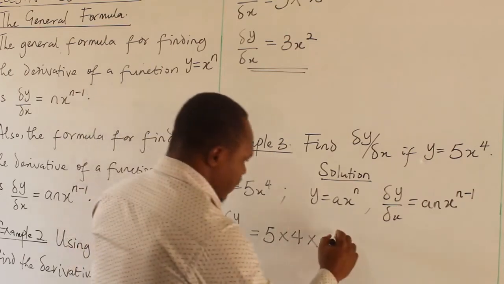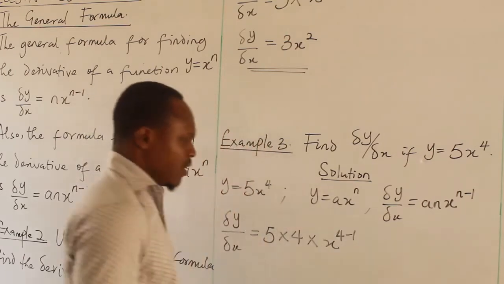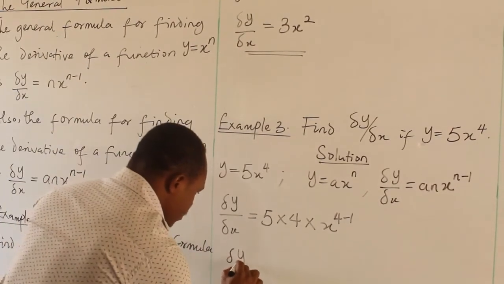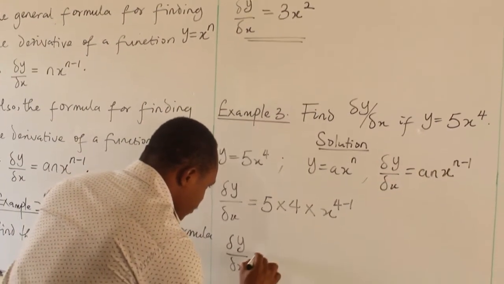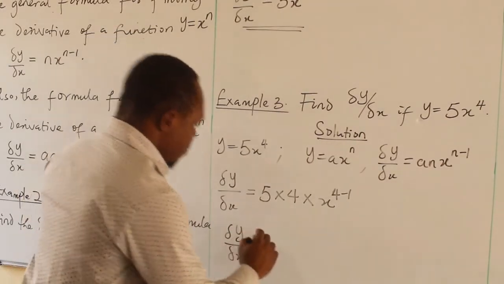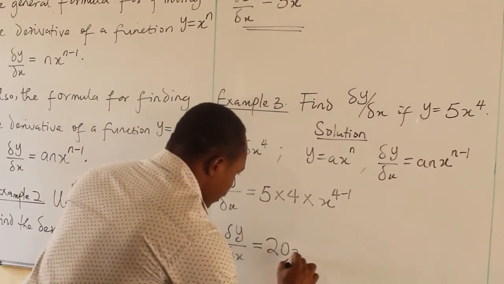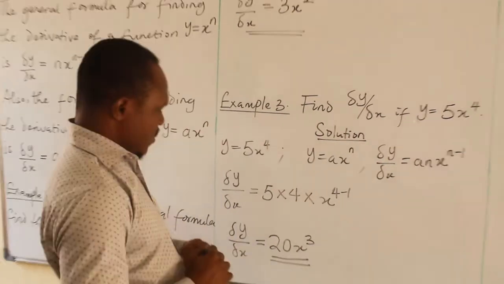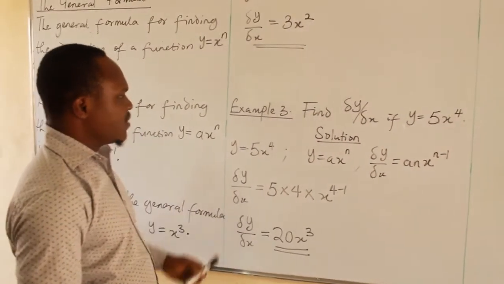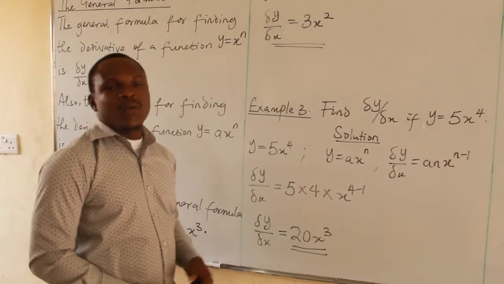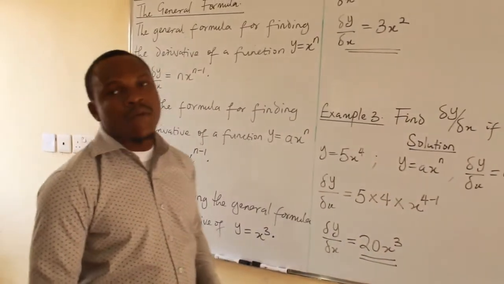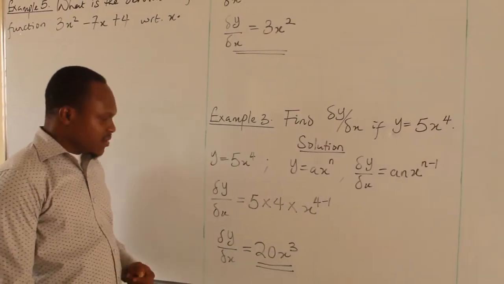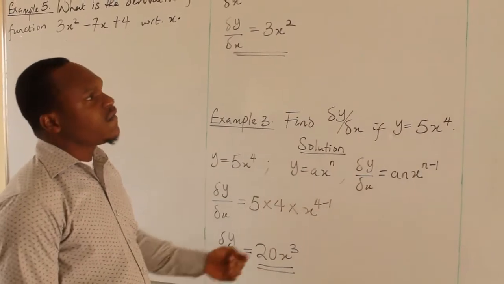Since n is 4, we have 4 minus 1. And 4 minus 1 is 3. So finally, dy over dx will be equal to 5 times 4, which is 20. So we have 20x raised to the power of 3. This is the value of dy over dx. So the value of dy over dx is 20x raised to the power of 3.